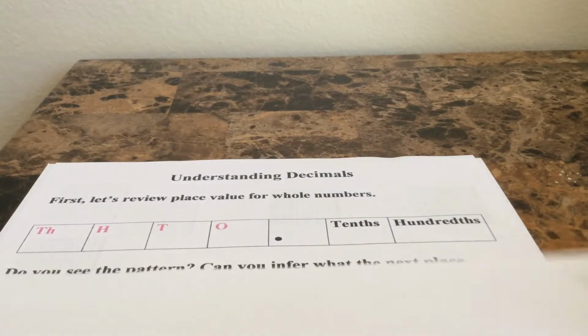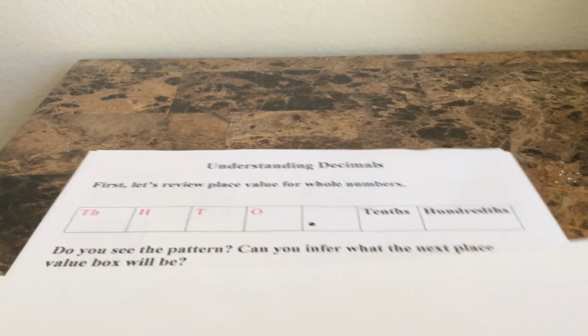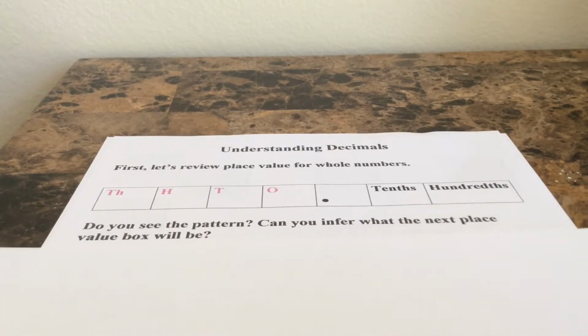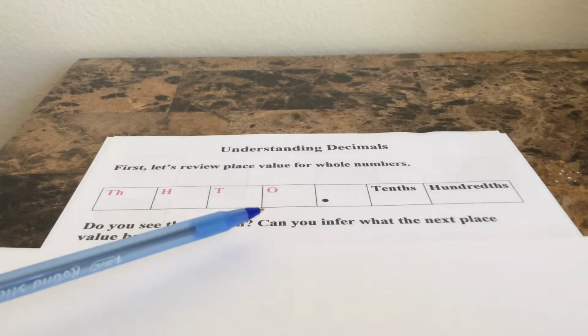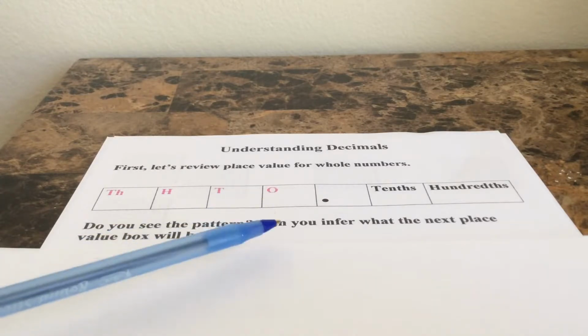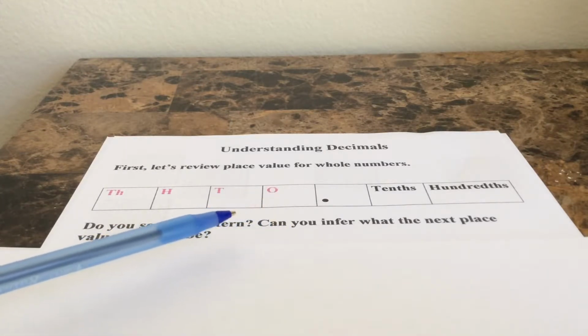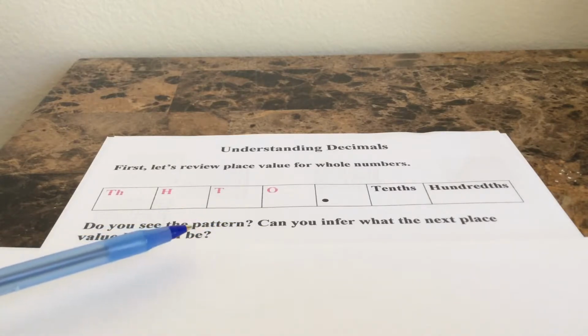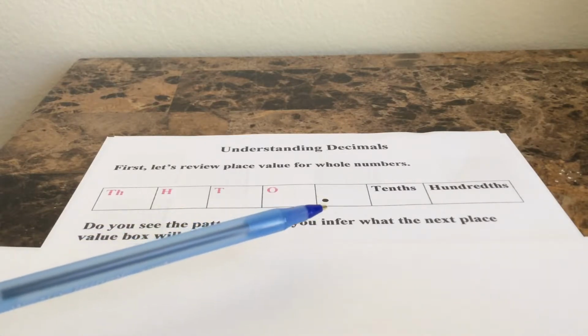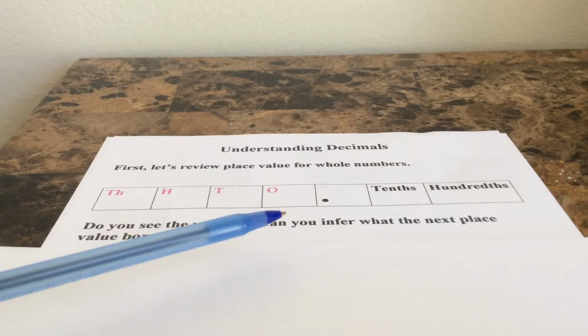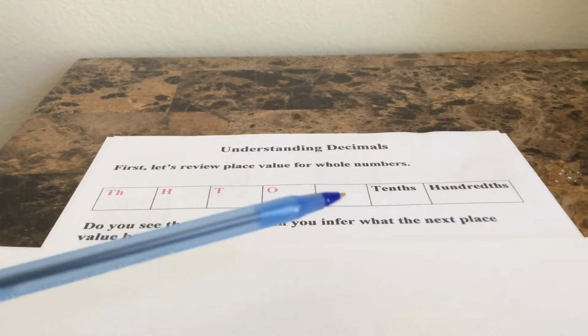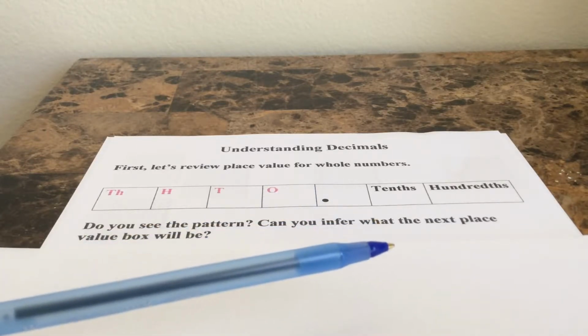So I want you to look and see if you notice a pattern here and what you can infer the next place value box will be. So if I'm looking here, I see the ones column, which I'm very familiar with. We've been working with the ones column for many years now in school. And to the left, I have tens, hundreds, and thousands. So if you see the pattern, I have a decimal point. I only have one ones column, and I have tenths and hundredths.